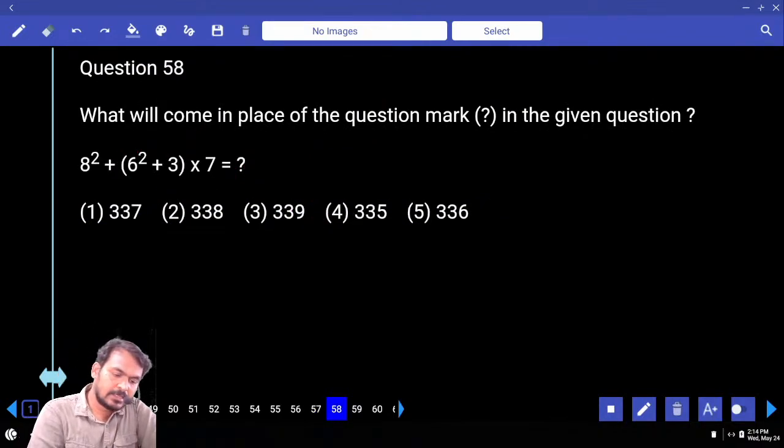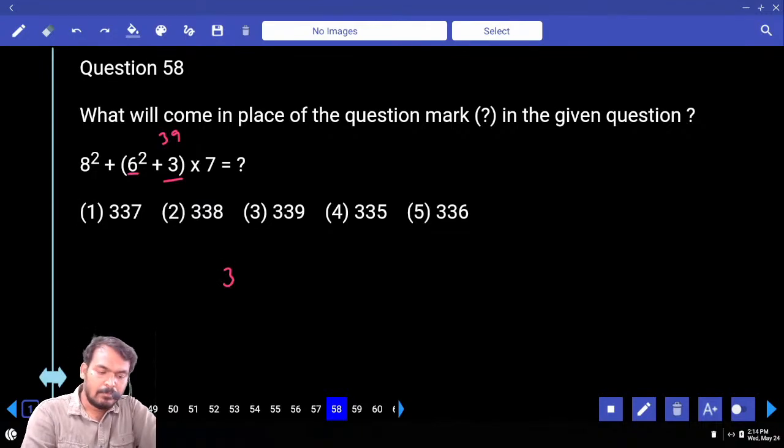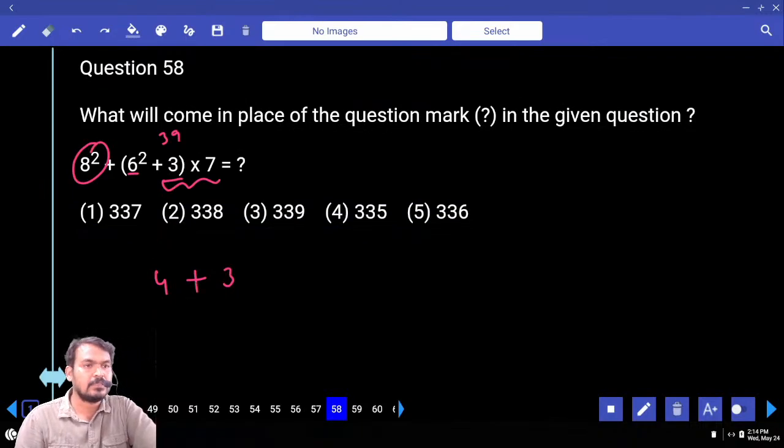58. 6 square 36 plus 3, 39 into 7. End with 300 plus 8 square means end with 4. 4 plus 3, 7. End with 7. Only one option.